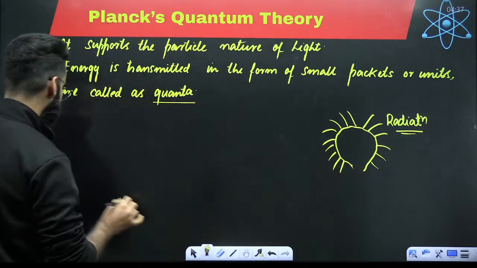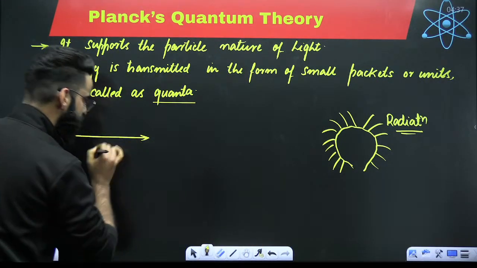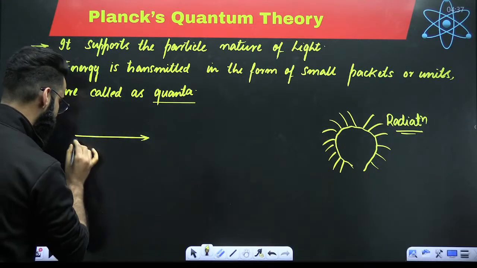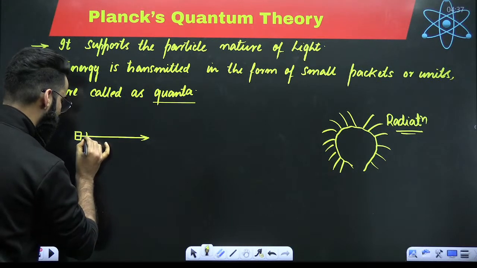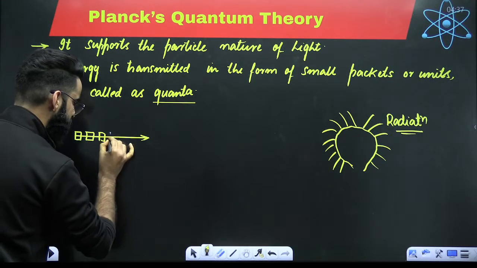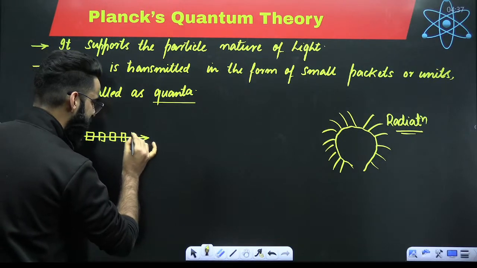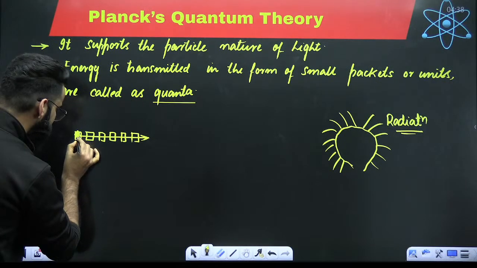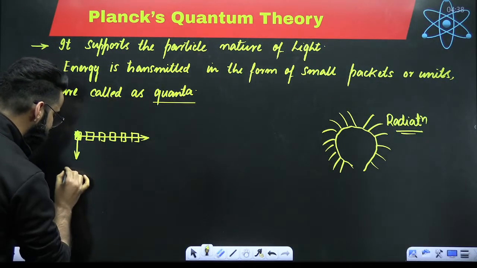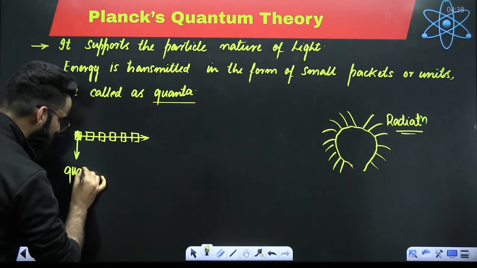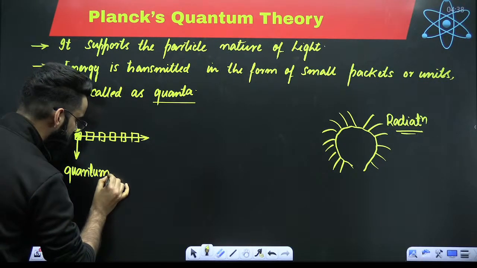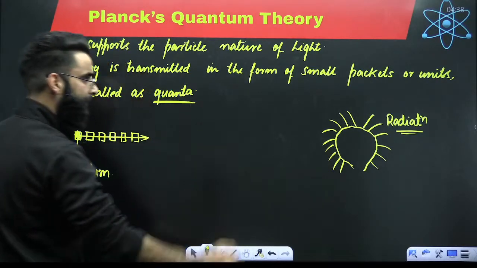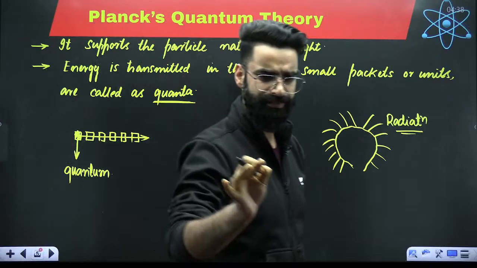Now, those radiations, for example, let's say this is one of the radiations which I'm showing over here. My dear students, whatever radiation it is, radiations consist of small packets of energy. One particular small packet is something which we call a quantum, and a lot of these small packets are what we call quanta. Perfect, so very simple and basic.